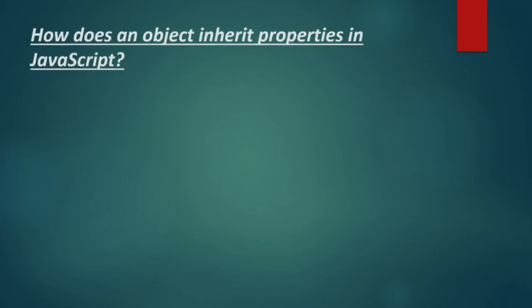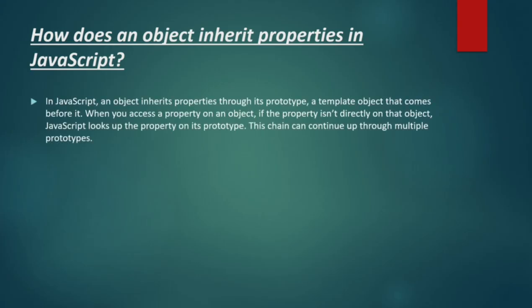Now let's move to the different question. How does an object inherit properties in JavaScript? In JavaScript, an object inherits properties through its prototype, a template object that comes before it. When we access a property on an object, if the property is not directly on the object, JavaScript looks up the property on its prototype. This chain can continue through multiple prototypes as well.